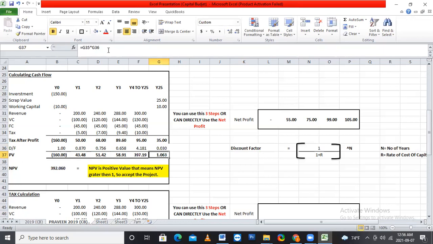Okay, so we can get the net present value, 392.060. So the net present value is positive. That means the net present value is greater than 0, so we accept the project. We can accept this project because the net present value is a positive value.